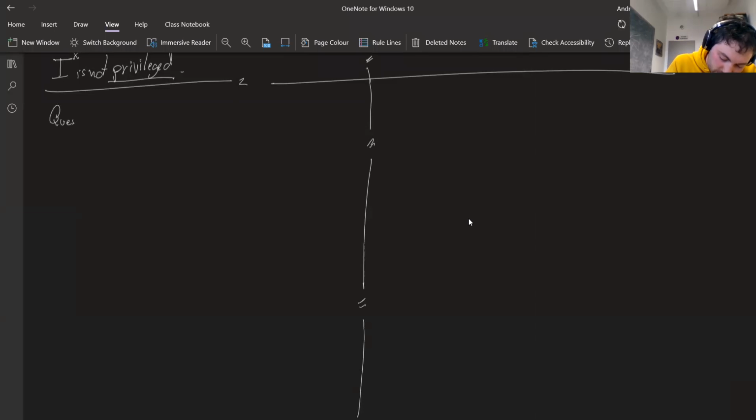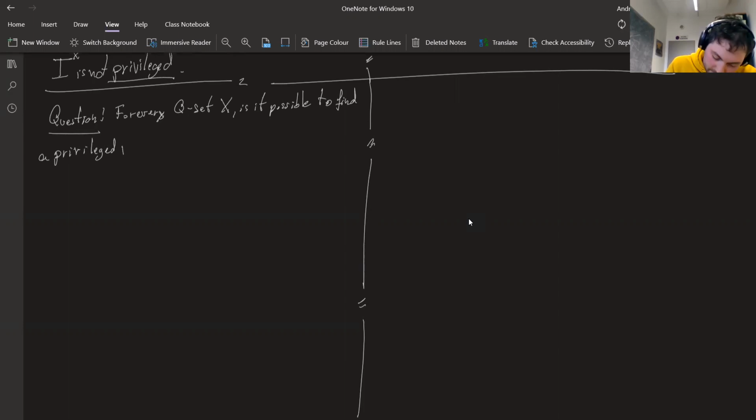So the question for the next couple of moments is: for every Q set X, is it possible to find a privileged ideal sheaf I such that C of I is equal to X?